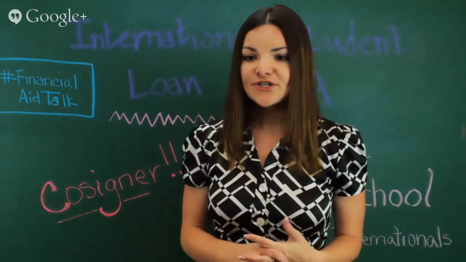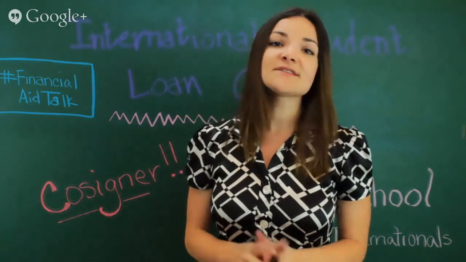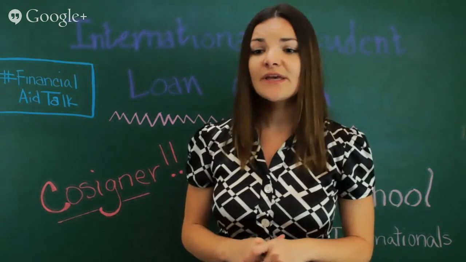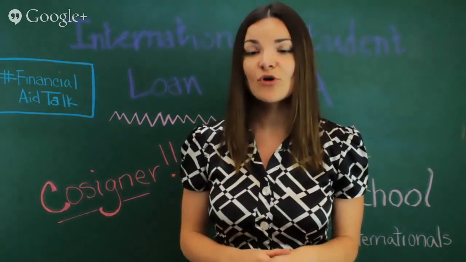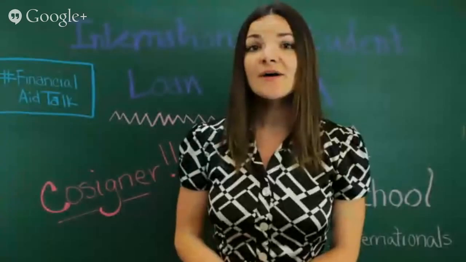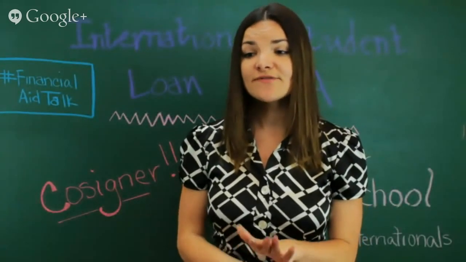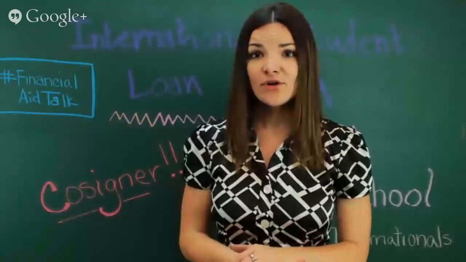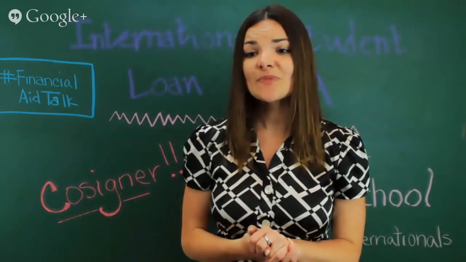The next question, let's see. How can one get a cosigner? That's a great question too. It can be hard. It can be the hardest part of getting a loan, is finding someone that meets the criteria. The best way to go about it is to start with friends and family members that live in the U.S., are permanent residents, or are U.S. citizens, and to go from there.